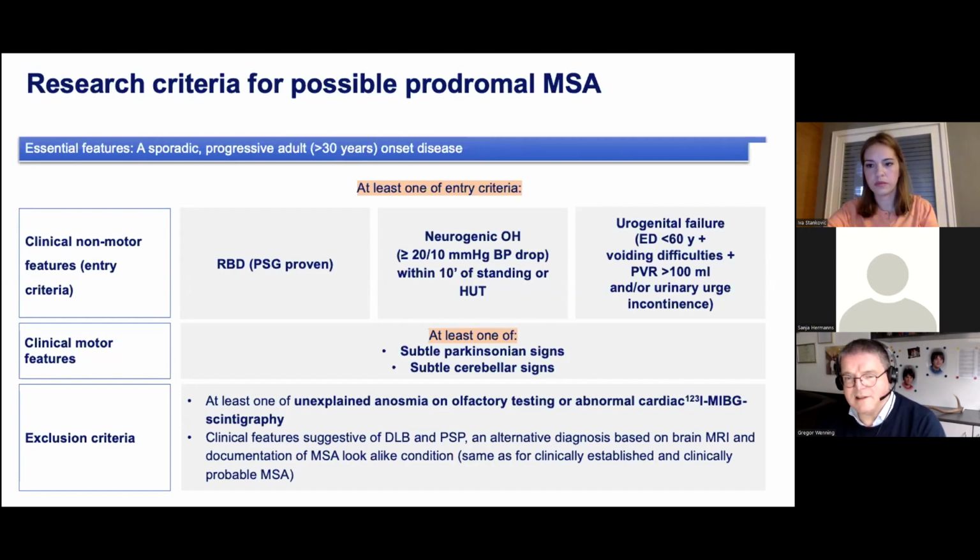The exclusion criteria include unexplained anosmia, which is inconsistent with MSA, or an abnormal cardiac MIBG scintigraphy, which is supportive of Parkinson's disease. Clinical features suggestive of DLB and PSP, an alternative diagnosis based on brain MRI, and documentation of MSA lookalike conditions are exclusion criteria also. Next slide.